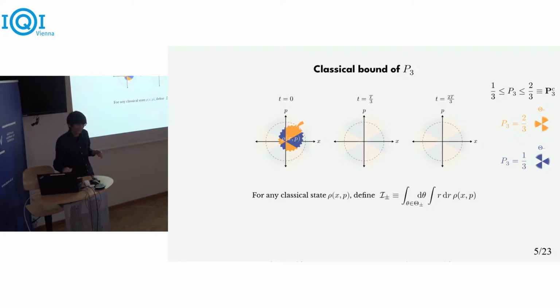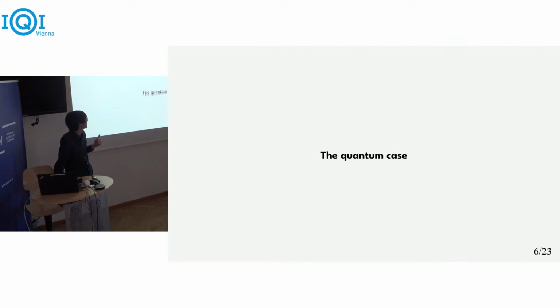And if you're given some initial state like this, and you really wanted to calculate what score you'll get, then all you need to do is define 2 integration regions, one over the orange region, which I'll call I+, and one over the blue region, which I'll call I-. And the score for this is just 2/3 of I+ and 1/3 of I-. So this is the classical case, right? We know the best you can do is 2/3. The best score you can get is 2/3.